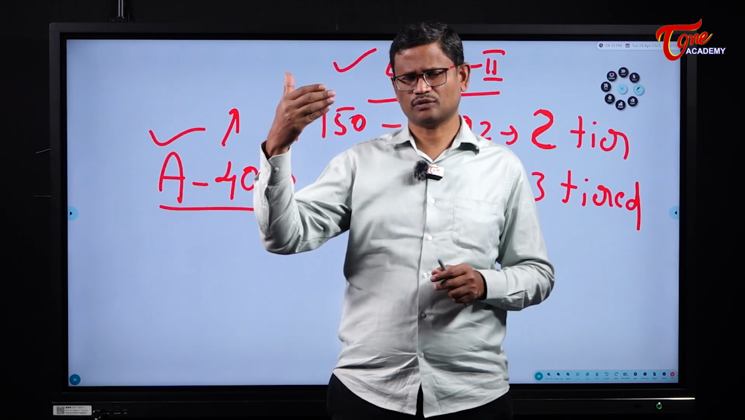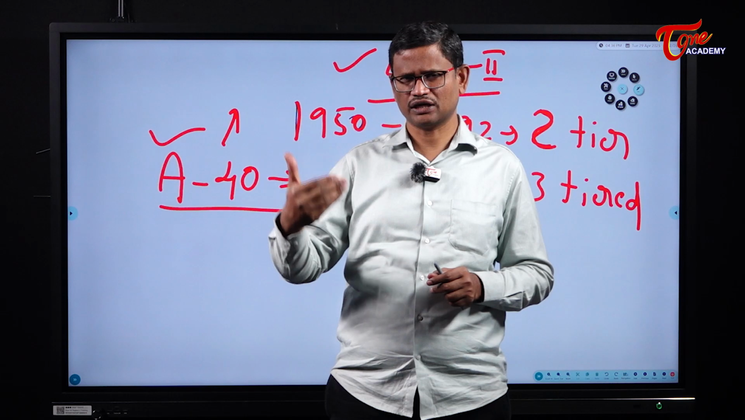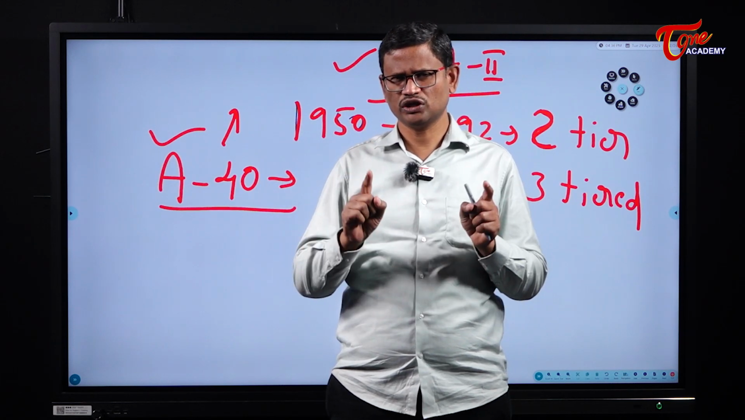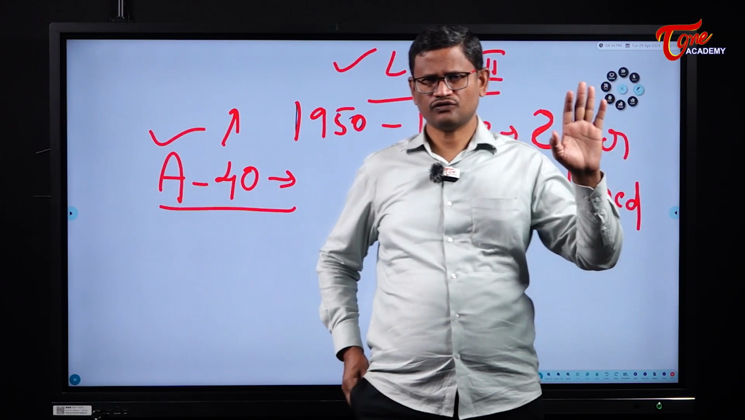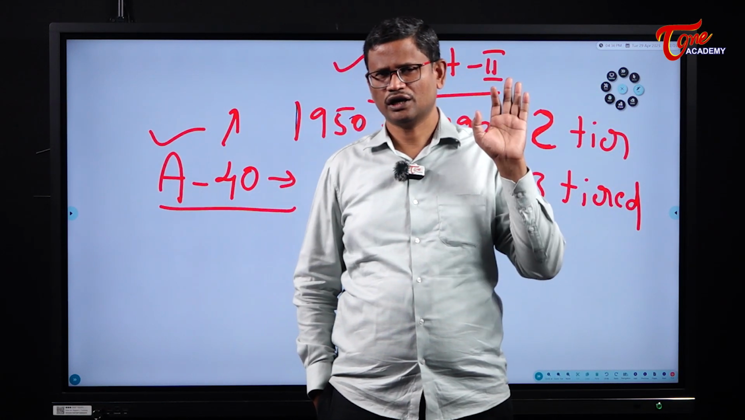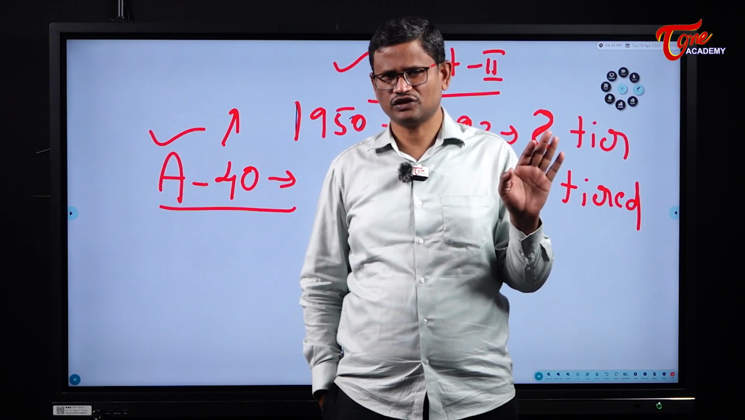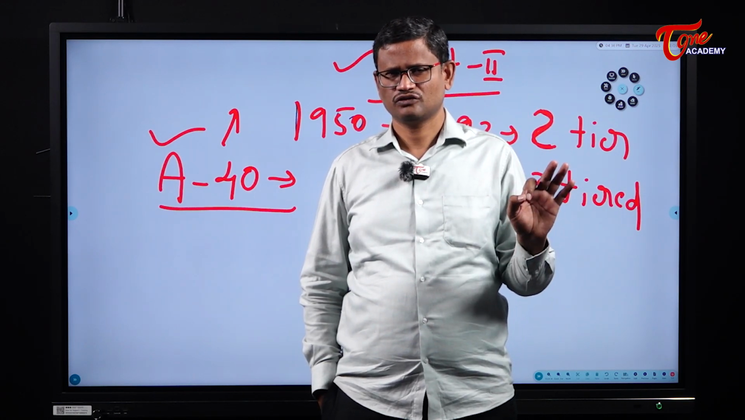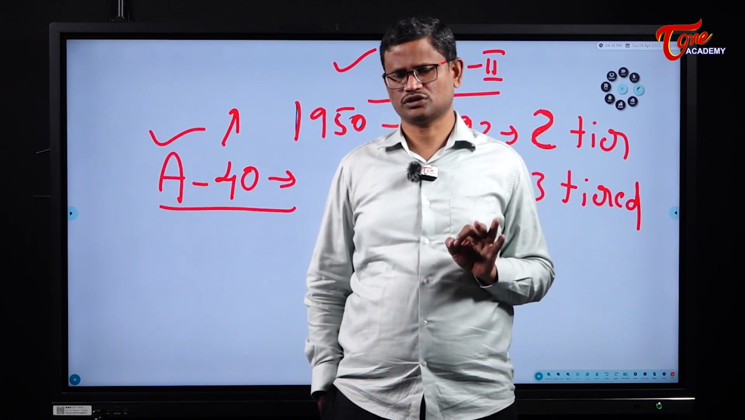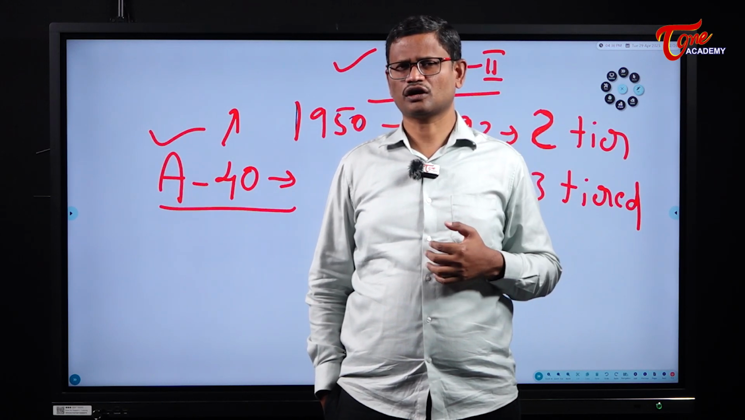It is also silent about Jilla Parishad and Mandal Parishad. It speaks about only Grama Panchayat. So it means the Constitution of India, which came into force on 26th January 1950, did not contain adequate provisions with respect to local self-governing institutions. That's what we can draw as a conclusion.